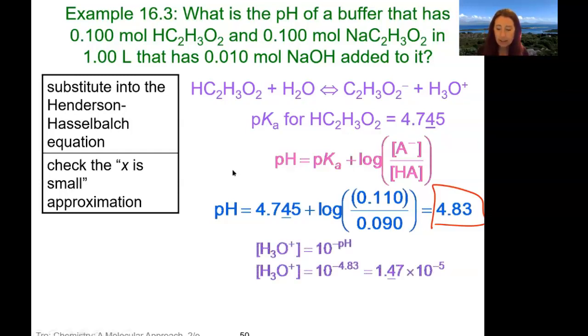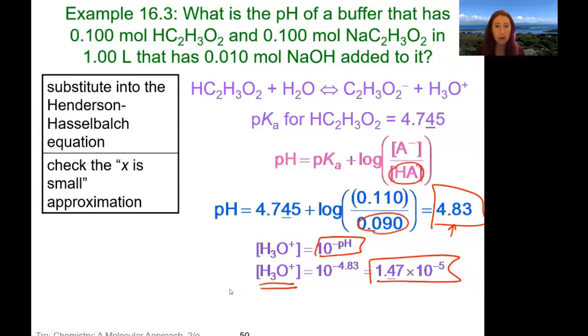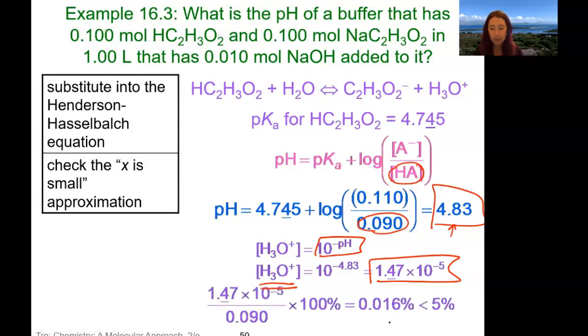And then we have to check if X is small works. Again, this is our pH. We just take 10 to the negative pH. That gives us our hydrogen ion concentration. We put that over our acid, which was 0.09. And we check. Yes, X is small works.